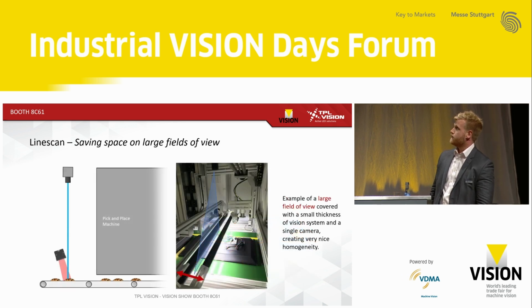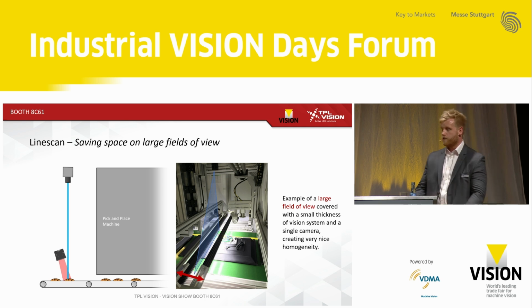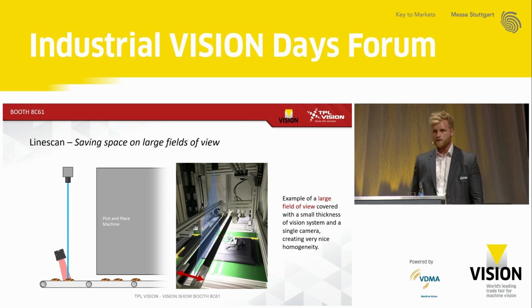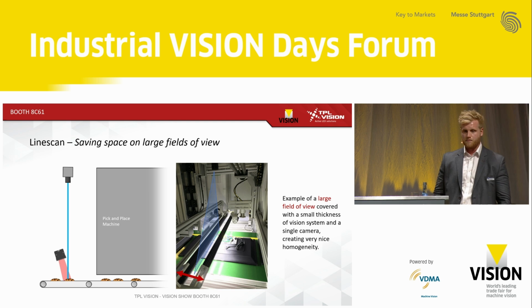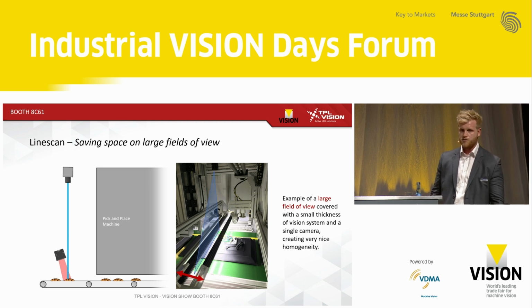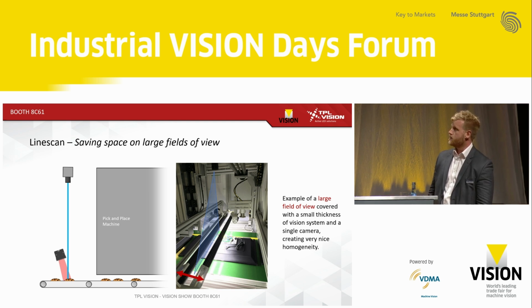Line scan can save a huge amount of space by covering a really tiny thickness. We've seen machines that do pick and place systems using line scan, and they can be 2 meters wide, but the vision system can be maybe 100, 200 millimeters wide. So it really makes a huge difference in space and saves some money that way.